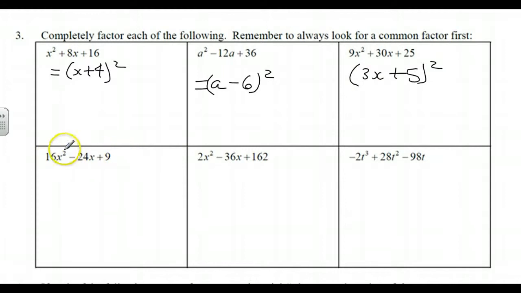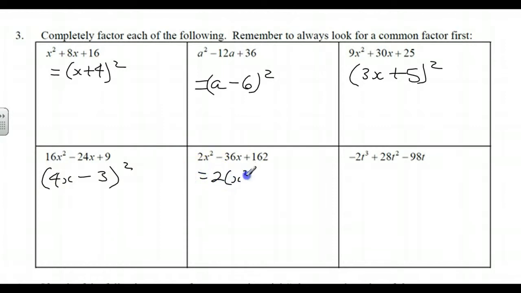Common factor? Nope. Square root of this, 4x. Square root of this, 3. 4x times 3 is 12x. Doubled is 24. So 4x, this sign, minus 3 squared. And that will work out to this.